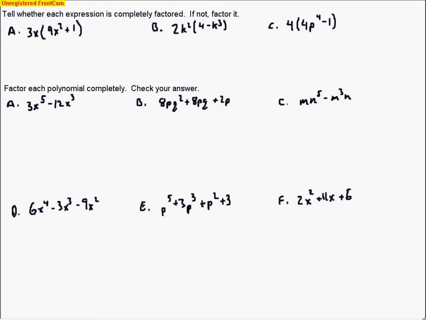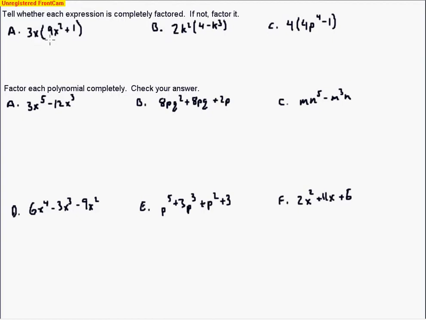Today we will be using all our factoring strategies to be able to factor these polynomials. And so let's take a look at the first set of directions. It says to tell whether each expression is completely factored. If not, factor it. And so basically we've got an expression that has some factoring already done to it. See, they took out a common factor of 3x.